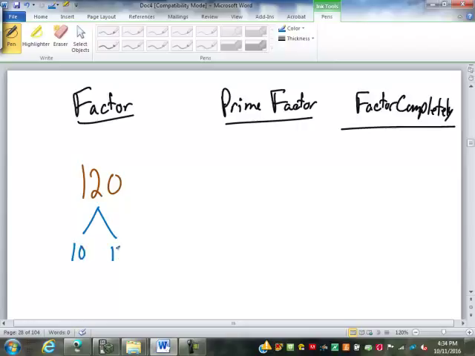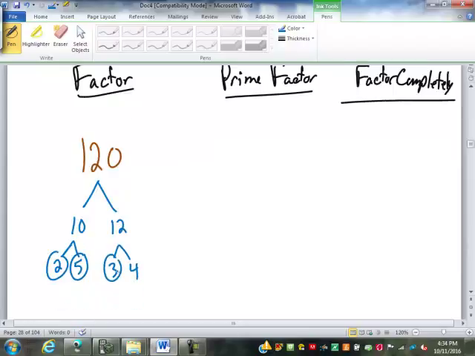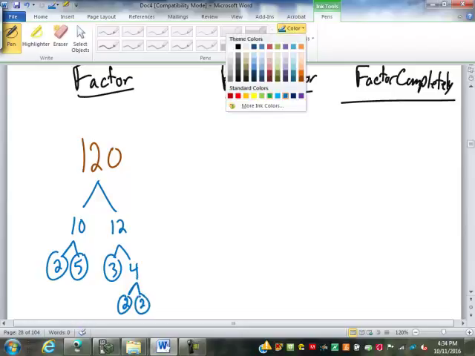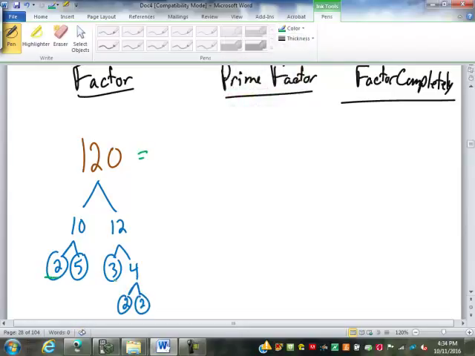120 can be divided by 10, which would leave me with 12. Now you could do 2 or 3 or any other number you see here. It ended in 0, so I saw the 10. 10 can be split into 2 times 5. Both of those are prime. 12 can be 3 times 4. The 3 is prime. The 4 is 2 times 2. So 120 is 2 times 2 times 2 times 3 times 5. That's the prime factoring of 120.